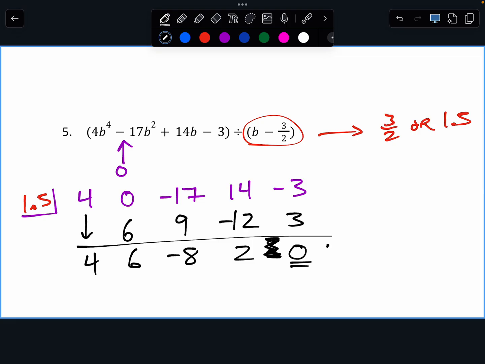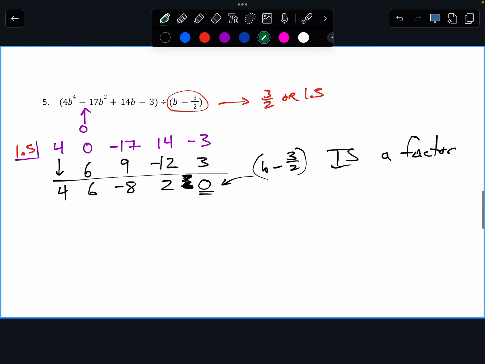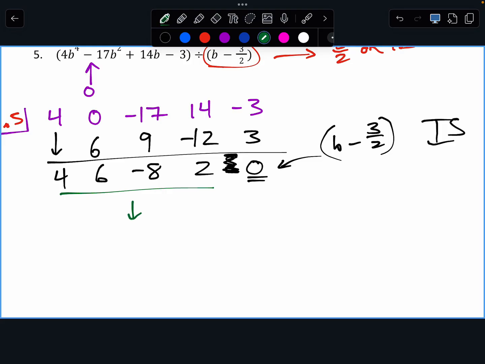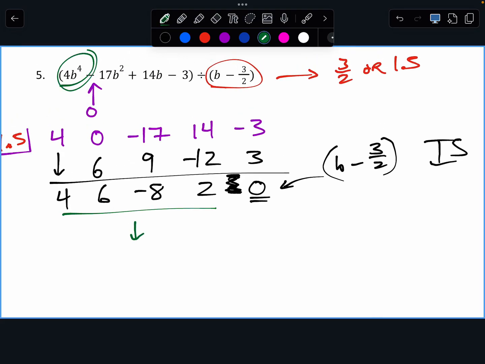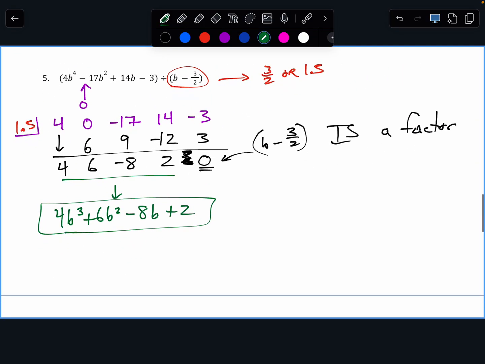That's our last spot. So that means b minus 3/2 is a factor. Okay? And so what's left of this polynomial? Let's just bring all these down. Since we started with b to the fourth, this one starts at b to the third. So 4b to the third plus 6b squared minus 8b plus 2. That is the polynomial that is left over. And so that is synthetic division.